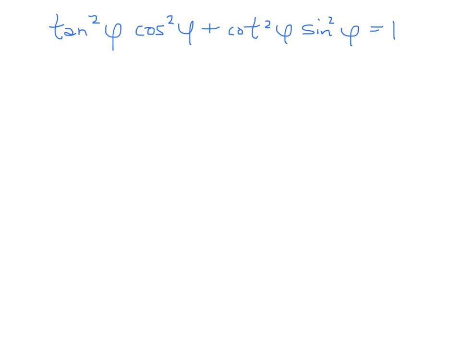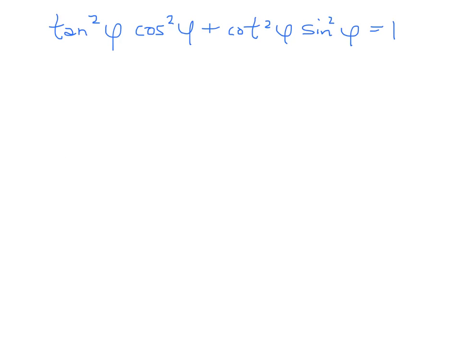Our fifth one has a whole bunch of ratios. We have tan squared phi, cos squared phi, plus cotan squared phi, sine squared phi equals 1. Now for this one, we just want to get rid of the tan and cotan to turn it into sines and cosines, just to simplify, because dealing with more than two ratios is always tricky.